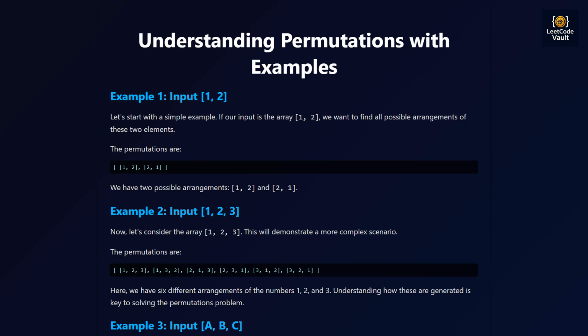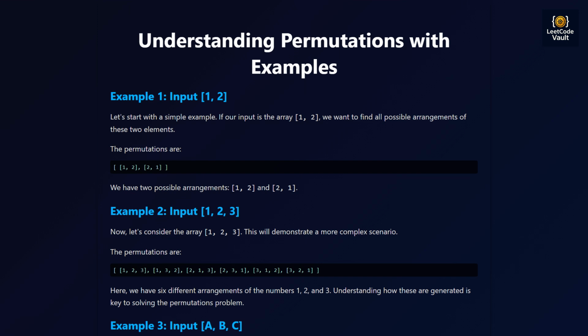Let's solidify our understanding with a few more examples. If the input is [1], the output is simply [[1]]. If the input is [1, 2], we get [[1, 2], [2, 1]]. Notice a pattern? For each element, we need to consider all possible positions it can occupy within the permutation.